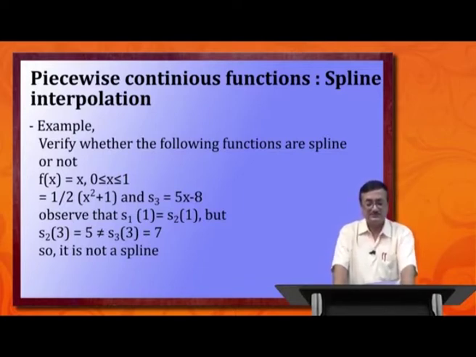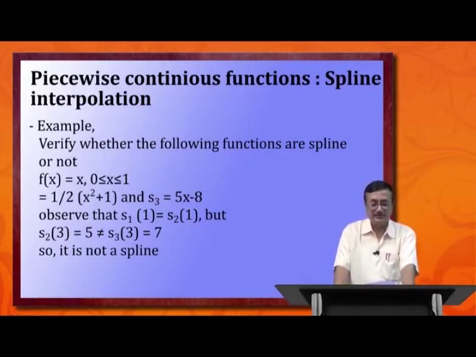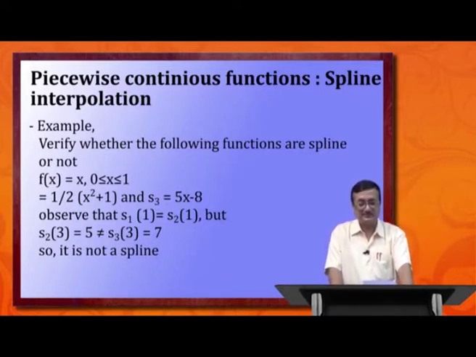So the entire region 0 to 4 has been subdivided into 0 to 1, 1 to 3 and 3 to 4, that is 3 sub-intervals. Here S1(x) is x, a polynomial of degree 1. S2(x) is half of x square plus 1, a polynomial of degree 2, while S3(x) is equal to 5x minus 1, a polynomial of degree 1. We observe that at the first interior point, x equal to 1, we have S1(1) is S2(1), no doubt, but what about at the interior point x equal to 3?